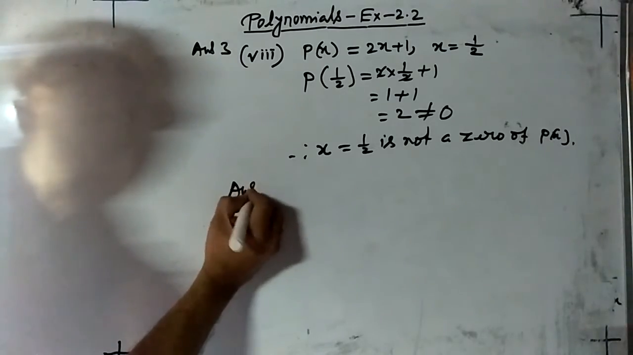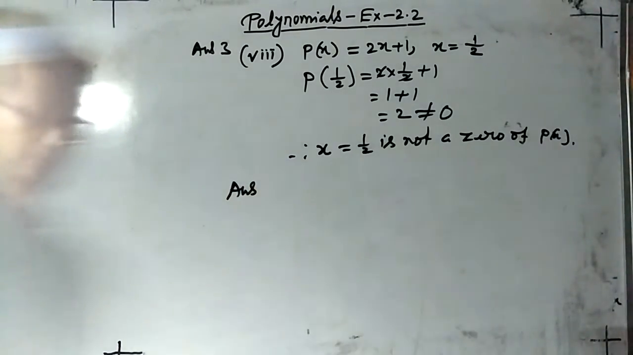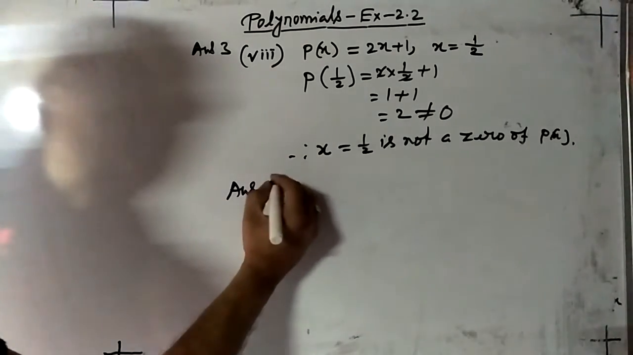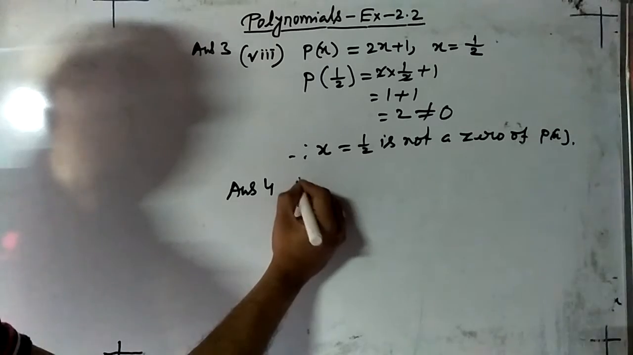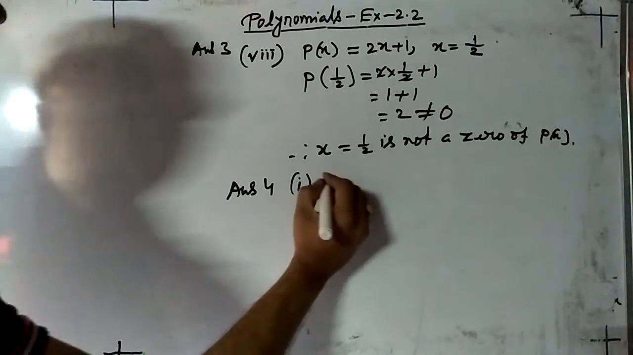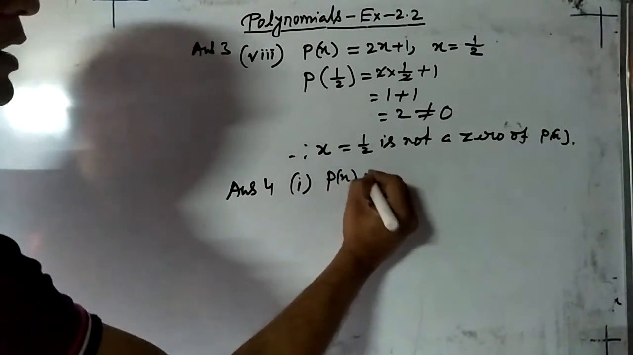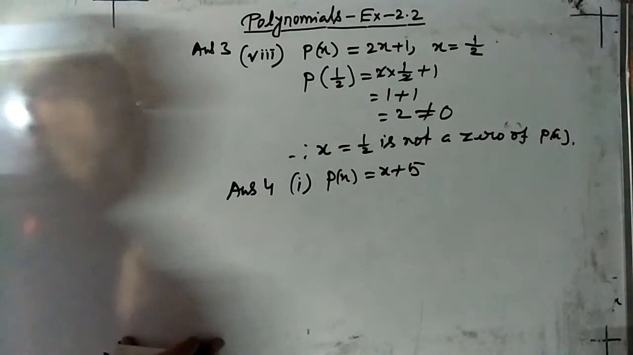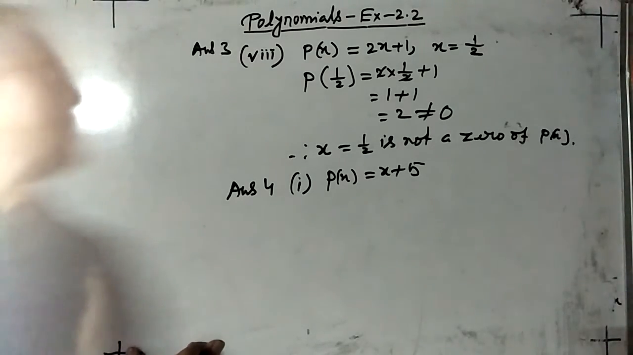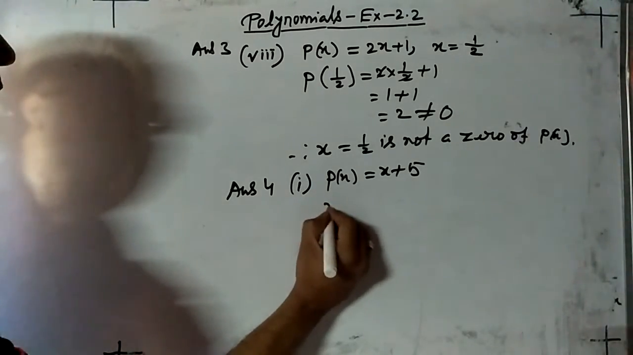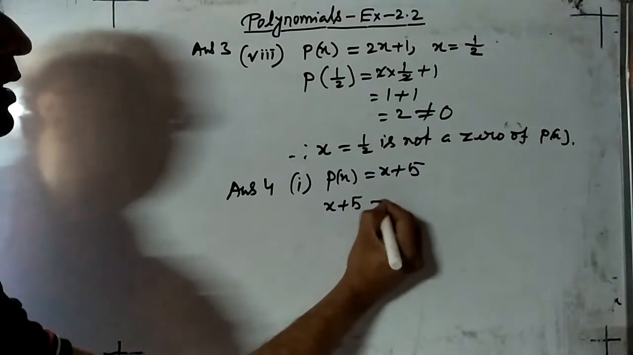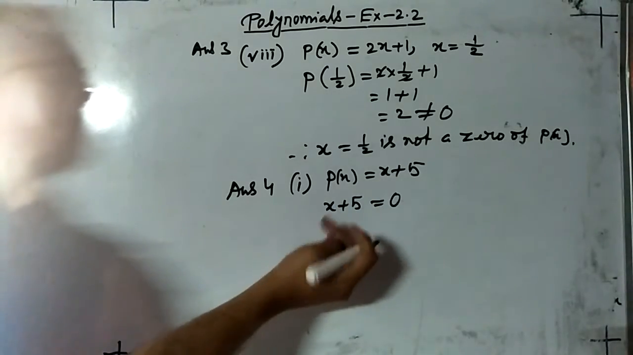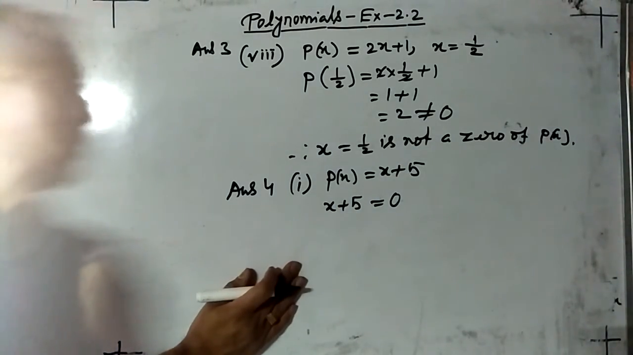And answer 4. We have to find the zero of the given polynomial. So answer 4. One question I am showing, that is the first one, p(x) equals x plus 5. Here we have to find the zero of this polynomial. If you want to find the zero of the polynomial, then x plus 5 should be 0. This part, x plus 5, will be 0. Then we can say that the value of x is the zero of the polynomial.